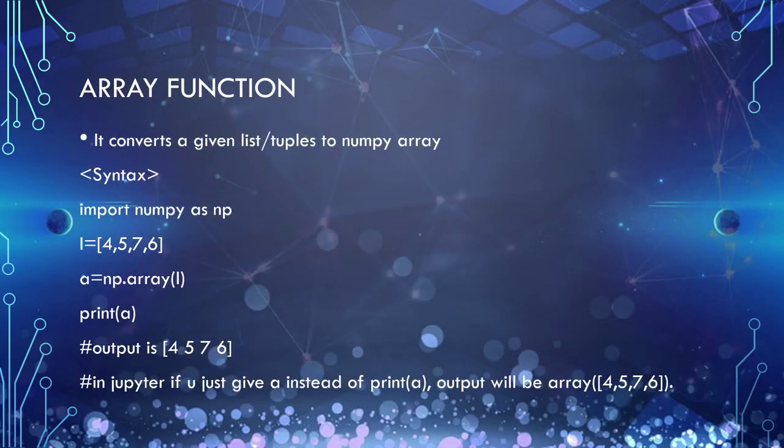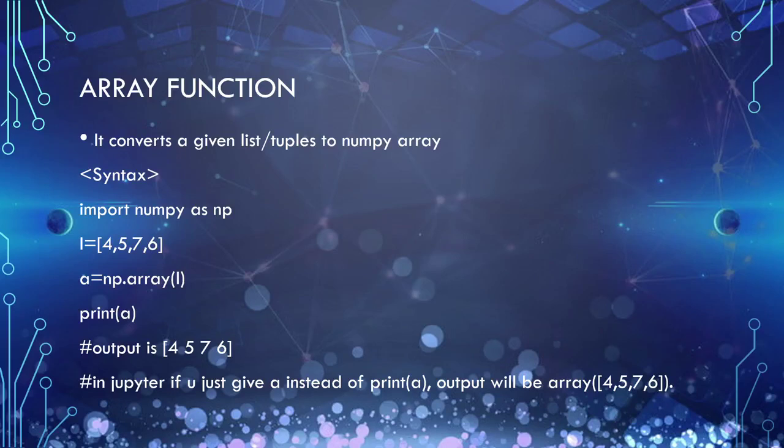So let us start with the first function. It is the array function. It converts a given list or tuple to a NumPy array. First we write the syntax as import numpy as np, then we create a list, and then our array: we convert the list into the array A, and we can print A. The output will be 4 5 7 6, just without the commas. This is the NumPy array.